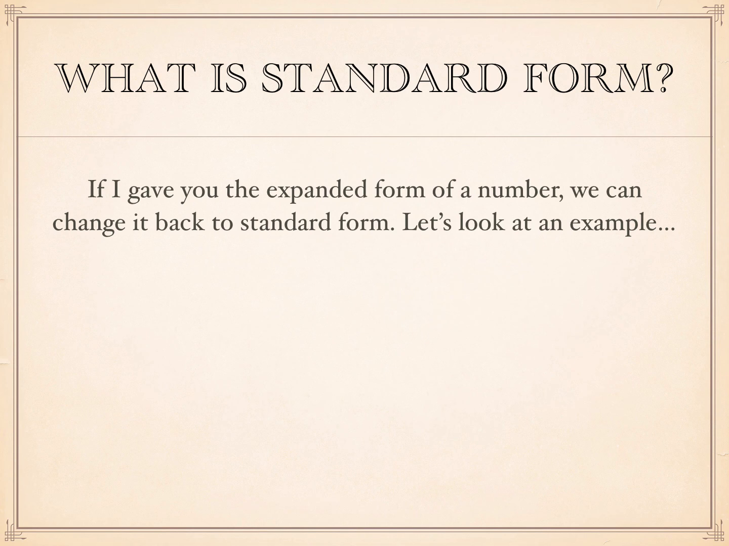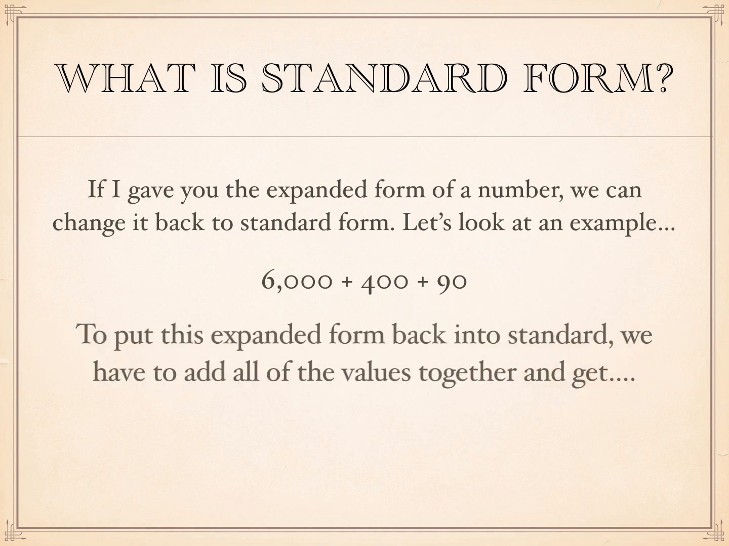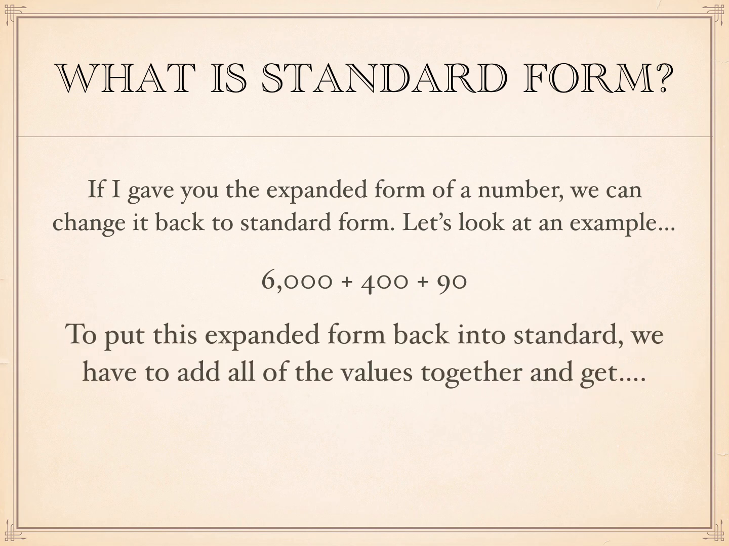If I gave you the expanded form of a number, we can change it back to standard form. Let's look at examples. 6,000 plus 400 plus 90 is put in expanded form. To put this expanded form back into standard, we have to add all the values together, and we would get 6,490.